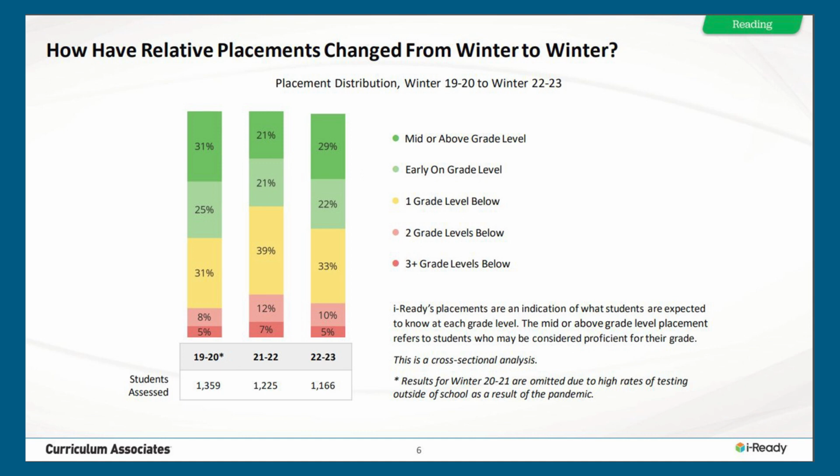This one is winter by winter from 1920. Now, 2021 is not in here because a lot of the students took the assessment from home and the data wasn't really valid, so that was removed. Looking at where we are, here we are this year, and this over here is pre-pandemic. So we're edging back to where we were before the pandemic with our levels, our number of students that are on or above grade level, 1 grade level below, 2 and 3 grade levels below. They're all creeping back up to the pre-pandemic levels.